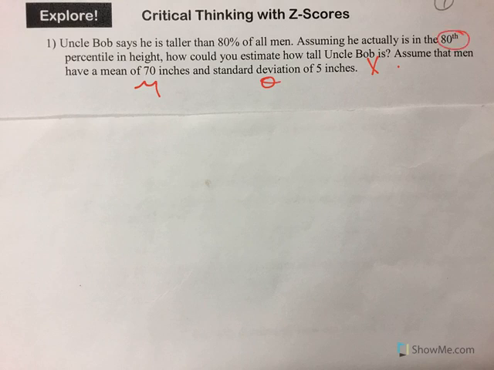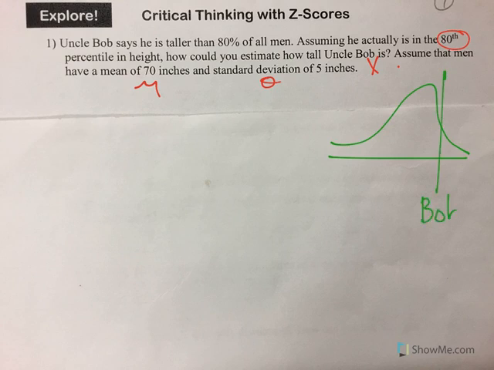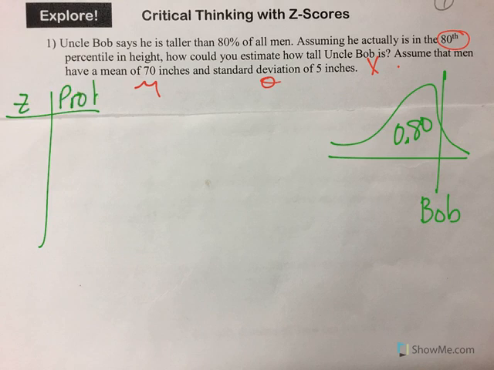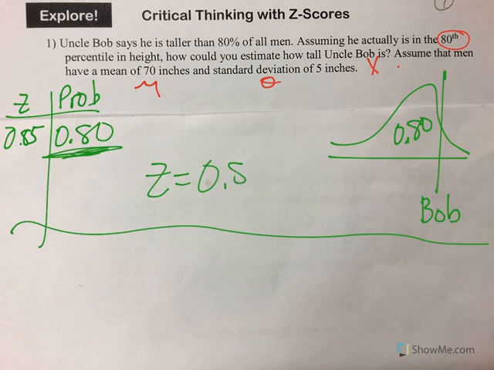Now, when they say he's in the 80th percentile, if we draw a picture, this is Uncle Bob. We don't know how tall he is, but that's where he is. If he's in the 80th percentile, that means the area under the curve is 80%, or 0.80. So when you look at your z-score probability table, the probability is 0.80, so you have to work backwards. You go to your table and look for the closest probability to 0.80, and hopefully you find the z-score of 0.85. It's not exactly 0.80, but it's the closest we have. So we know Uncle Bob has a z-score of 0.85.